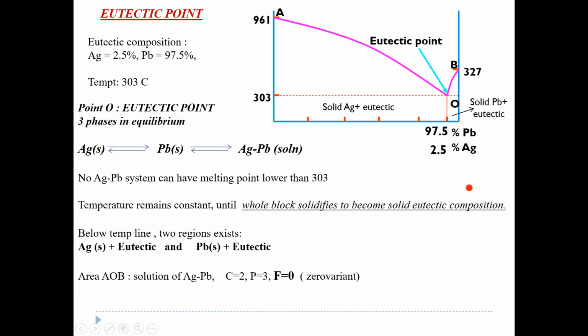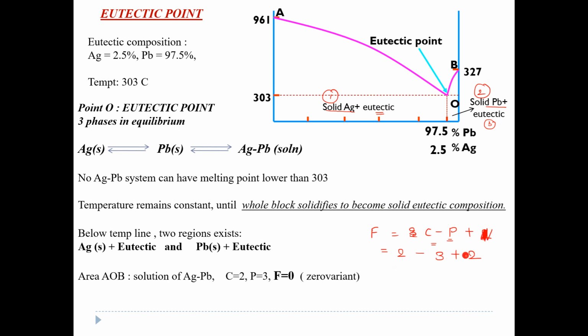Okay, that is why if you substitute in the formula F is equal to C minus P plus 2. So what are the components? The number of components is 2. Okay, which are the three phases over here? So this is solid silver 1, solid lead 2, and this is eutectic 3. So total three phases. This is one phase, this is the second, and the eutectic composition is the third one.